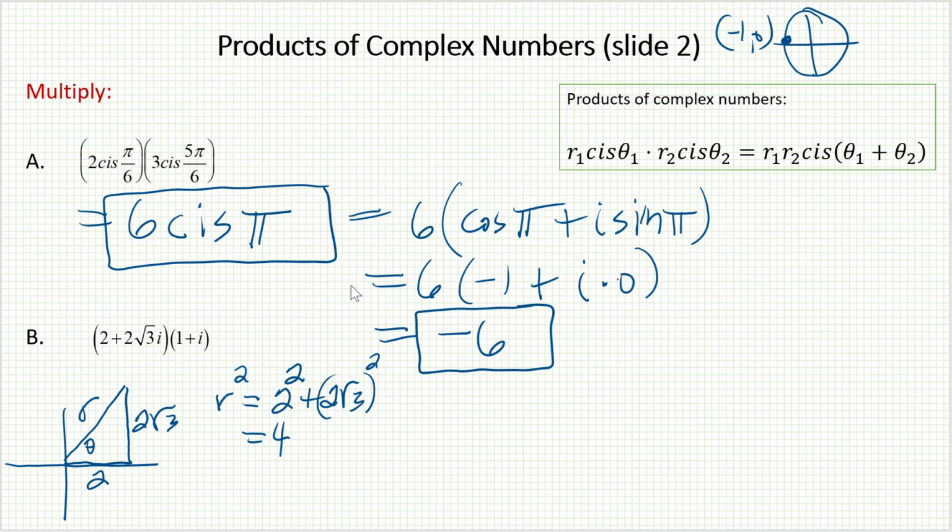Let's see, 2 squared is 4. Square root of 3 squared is 3. So that's going to come out to be 12. 4 times 3. Okay, so this works out nicely. I'm just going to end up, after I square root, with r equals 4.